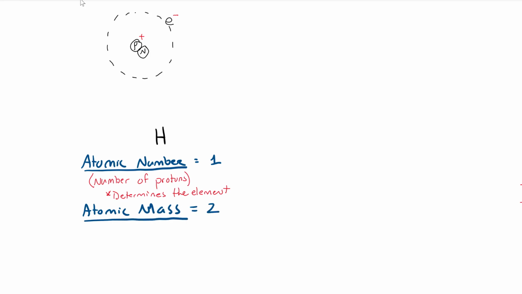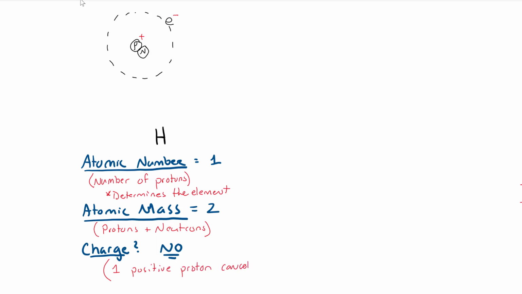The atomic mass is going to be 2. That refers to the number of protons and neutrons present. The mass of electrons is negligible. Is it charged? No. You have one positive proton which gets canceled out by the one negative electron, leaving you with a neutral charge, no charge at all.